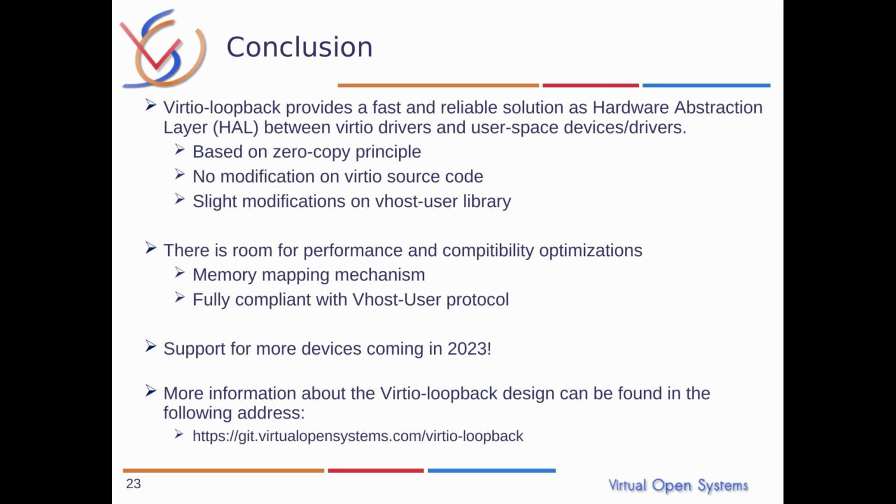There is room for performance and compatibility optimizations, such as the memory mapping mechanism, which is used to deliver the data from the kernel space and share them to the user space where the device lives. Another possible optimization would be to make Virtio-Loopback fully compliant to the existing Virtio-user protocol without any need of modifications. Support for more devices in Virtio-Loopback, as said before, is going to be added in 2023.